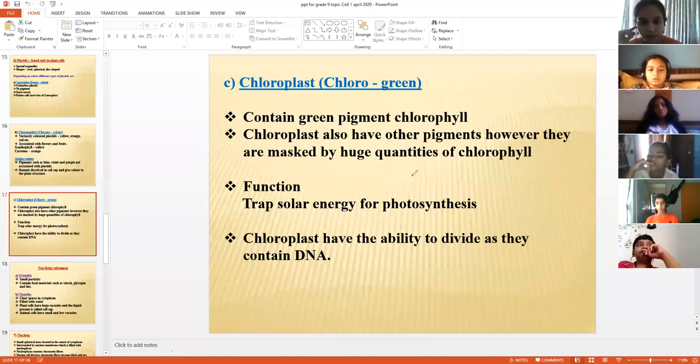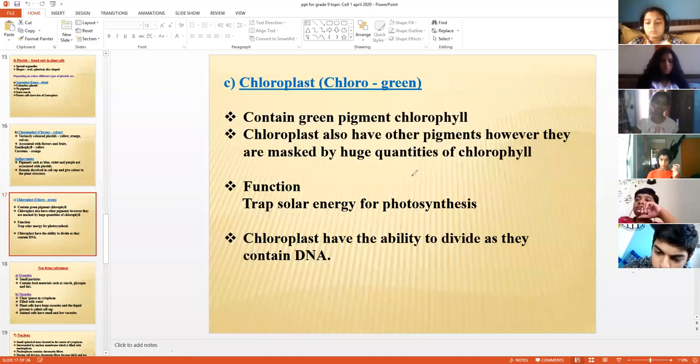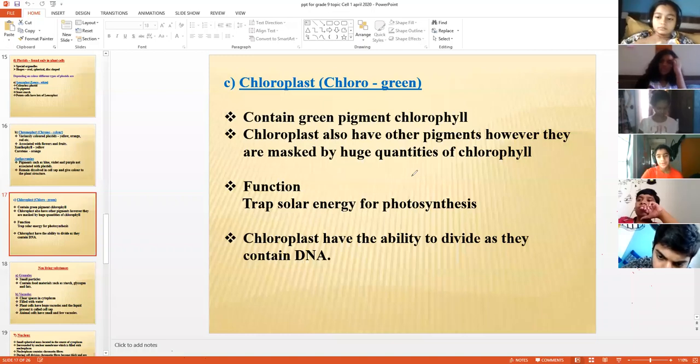Ma'am, but the stem does not produce food, right? The stem, whatever is green in color, when it is young, how is it, children? It is very delicate, right? Only when it becomes old, the stem turns into wood, right? The wood is the non-living part of the plant. So when it is young, it is making food for the plant when it is green in color.